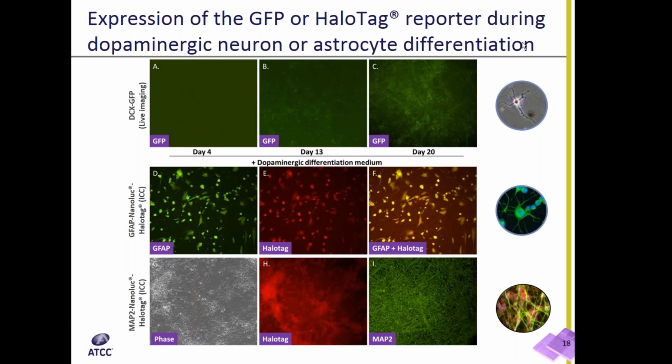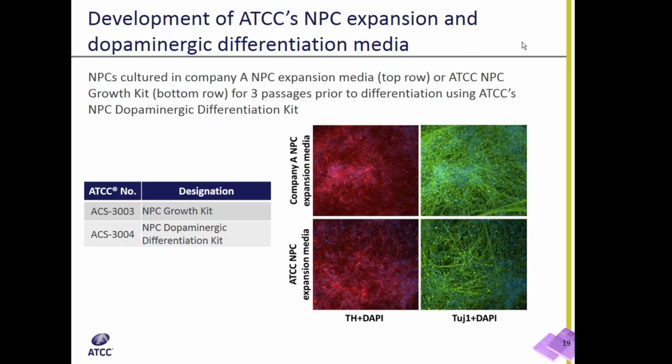So these neuroprogenitor reporter lines provide a powerful tool for studying lineage-specific differentiation and for drug screening. As I showed you before, we developed a dopaminergic neuron differentiation media. Both neuroprogenitor cell growth and dopaminergic neuron differentiation media have been validated in all of our NPC lines.